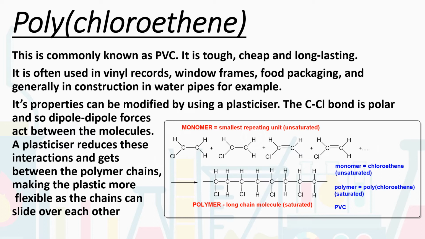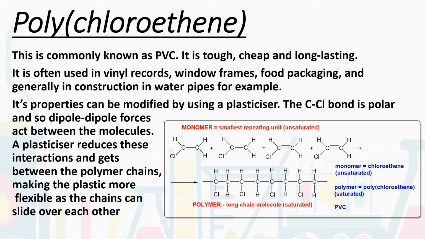So it has lots and lots of different applications, and the properties that you can imagine have to be very different in a vinyl record to in a window frame. And so the properties can be modified by using something called a plasticizer. In this case, we now actually have a polar bond, a carbon-chlorine polar bond. So we have some additional intermolecular forces. We have dipole-dipole forces being able to act between the chains of the molecules.